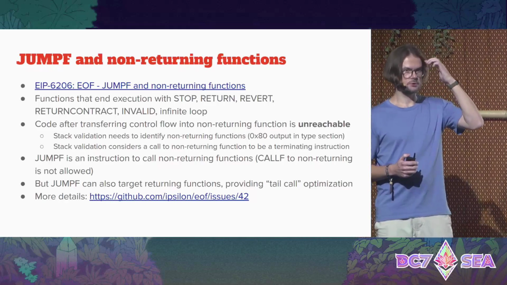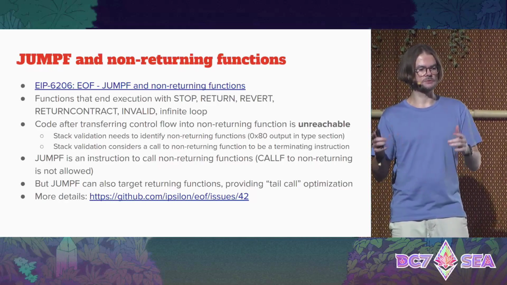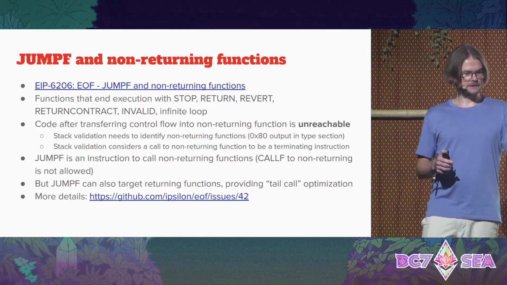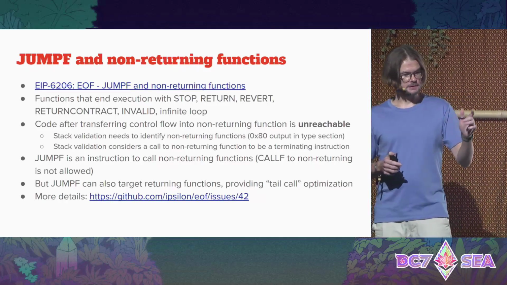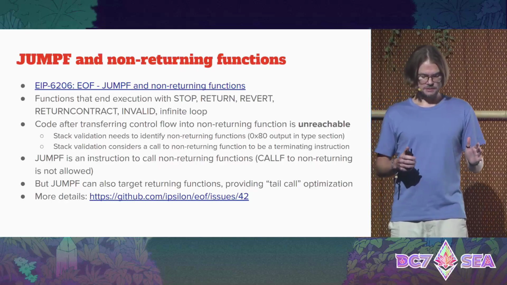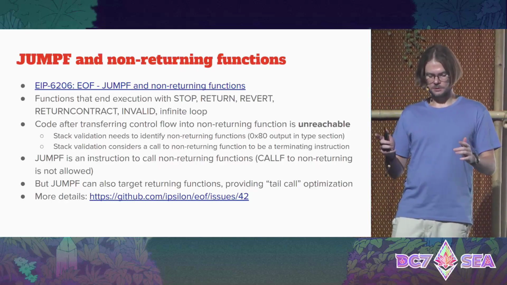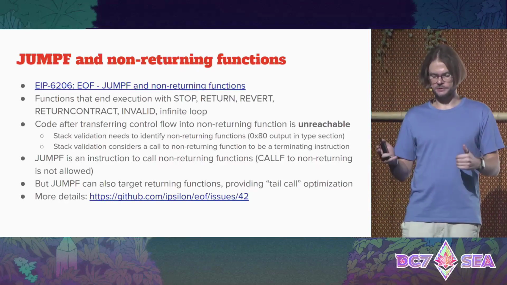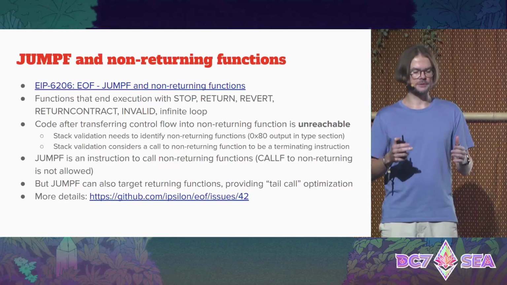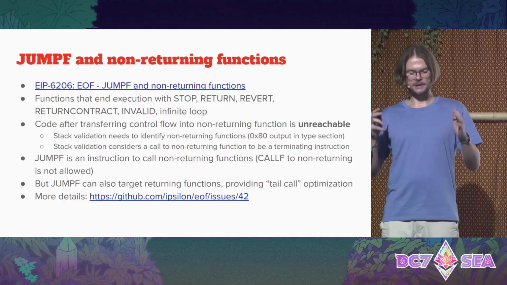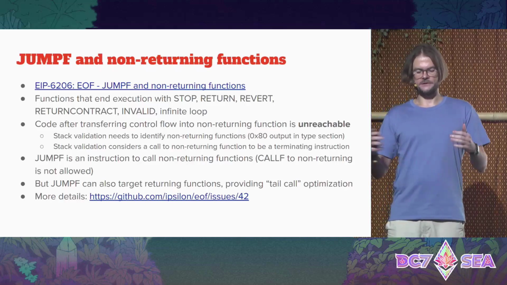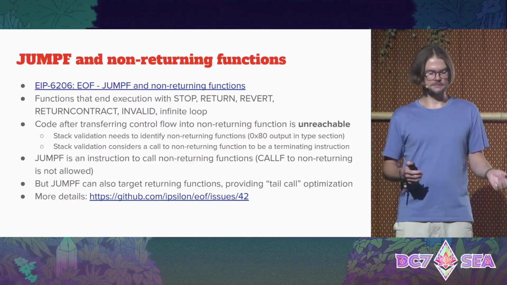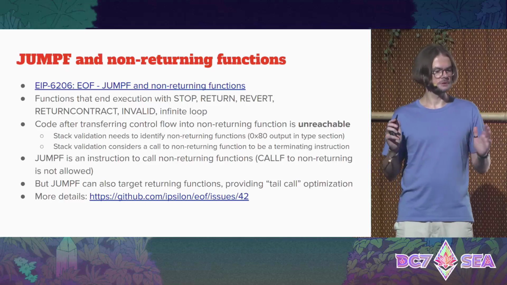So to make this work, stack validation has to detect calls to non-returning functions somehow. For that, we have a special flag in the EOF header in the function's metadata. So when stack validation sees a call, it checks this flag, whether it's returning or non-returning. If it's a call to a non-returning function, it considers this call to be a terminating instruction. And then, if there's some code immediately following it, it may be unreachable unless there was some previously seen forward jump into it. So this is how it works.